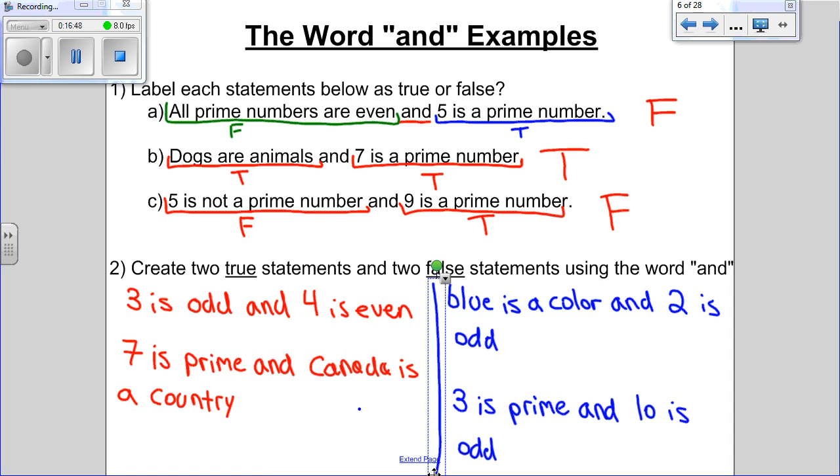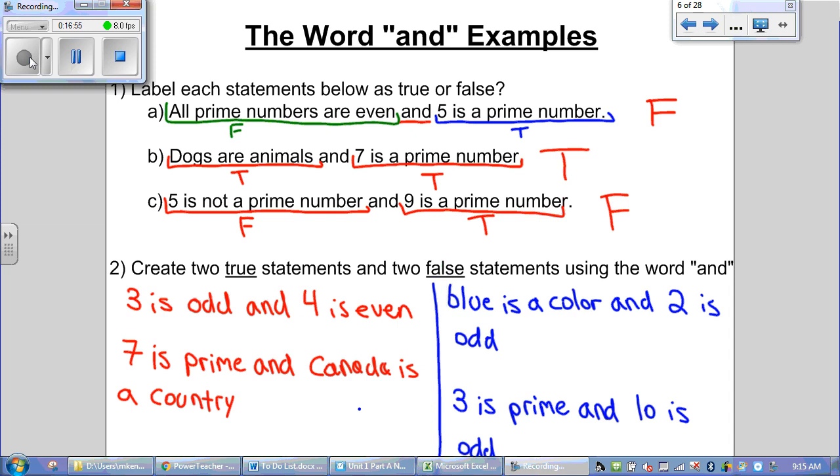So for a true statement to use the word and, you need 2 true statements. I did that in both of these. I did 3 is odd and 4 is even. Both things are true. Overall statement's true. Down here I said 7 is a prime number and Canada is a country. Both statements true. Overarching statement must be true then.